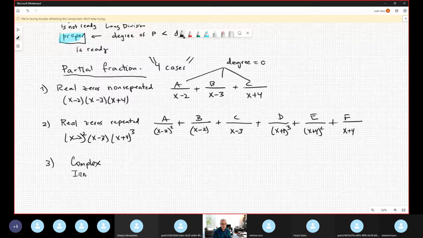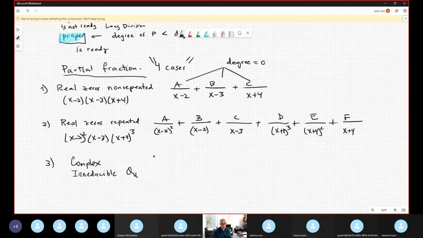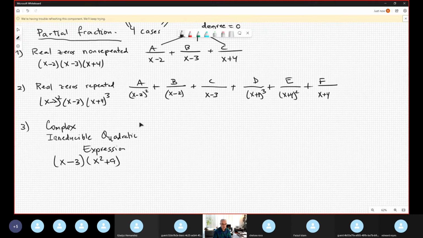Irreducible quadratic. Irreducible quadratic expression. And suppose that we have one expression like that, x minus 3, and we have x squared plus 9. Wow, I know very well that x squared plus 9 is complex. We can factor it in the complex field, but in the real field, no.